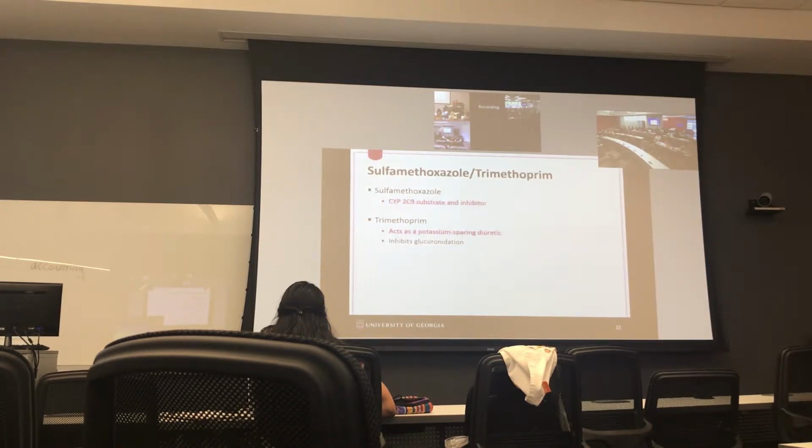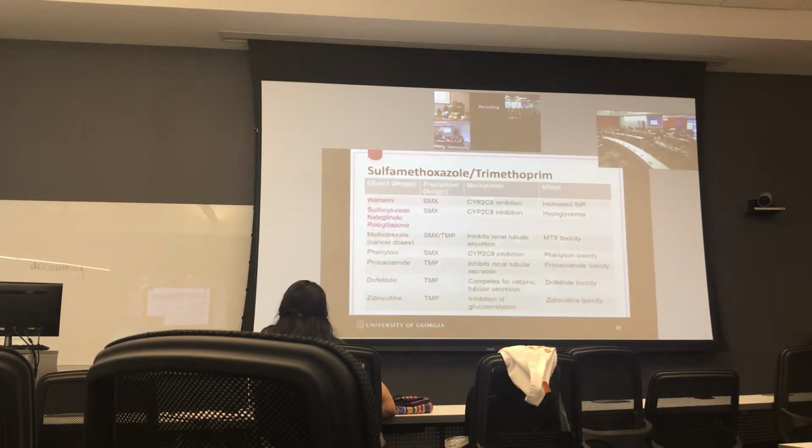So it has some interactions with that, and it also inhibits glucuronidation. And this is an interaction that we've seen previously with our immunosuppressants. So we'll look at sulfamethoxazole first, and then some with trimethoprim as well, and have some specific drugs listed here.